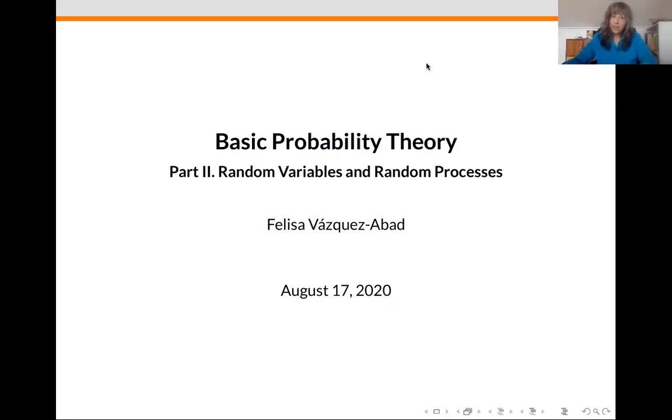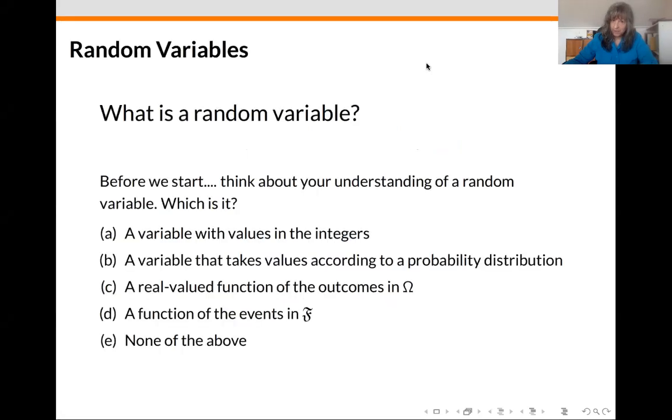This is part 2, where we will be discussing random variables and random processes. Before we start, I really want you to think about your current understanding of what a random variable is. I give a couple of options. Which is it? Think about it before we go into the module.